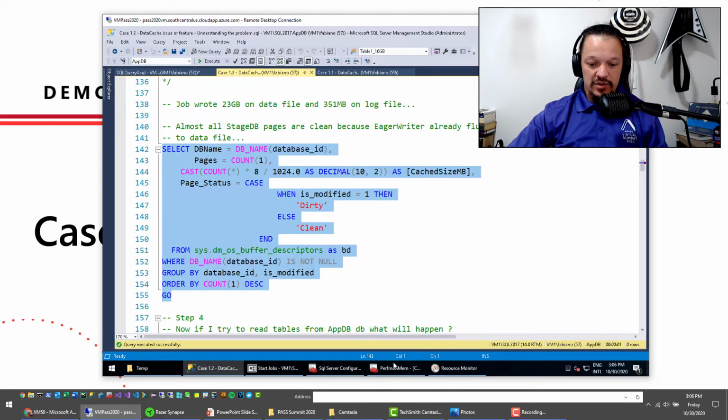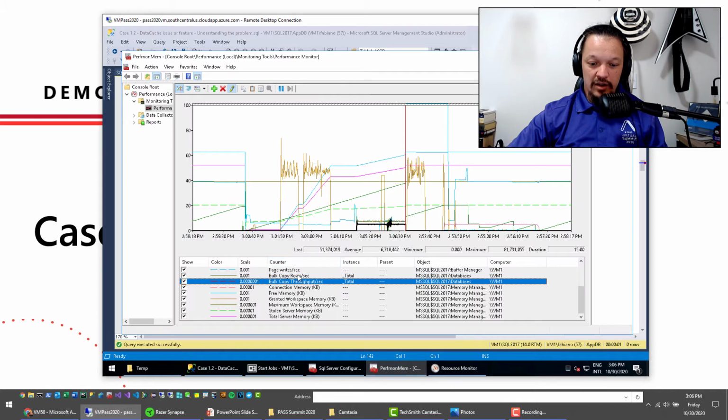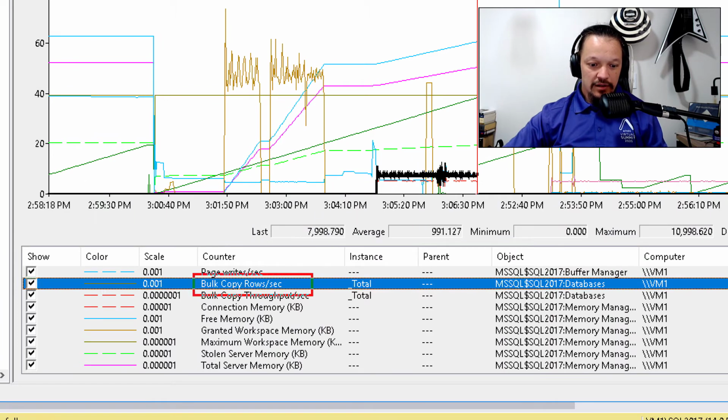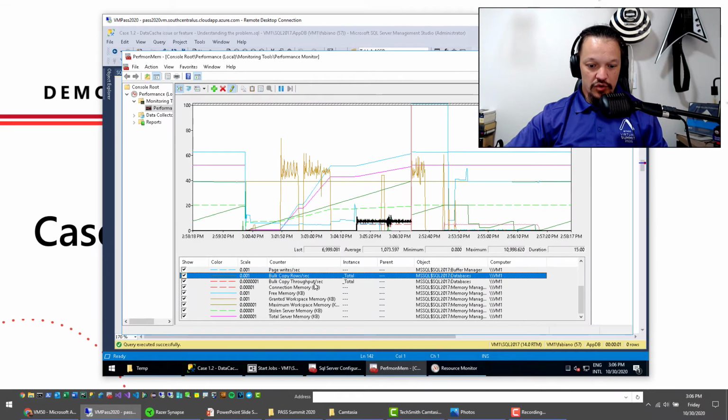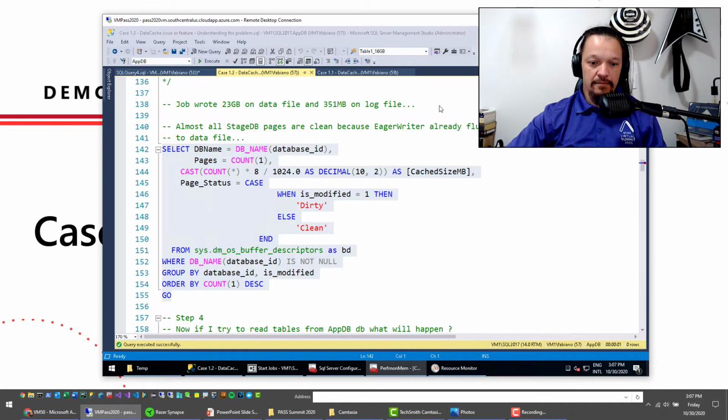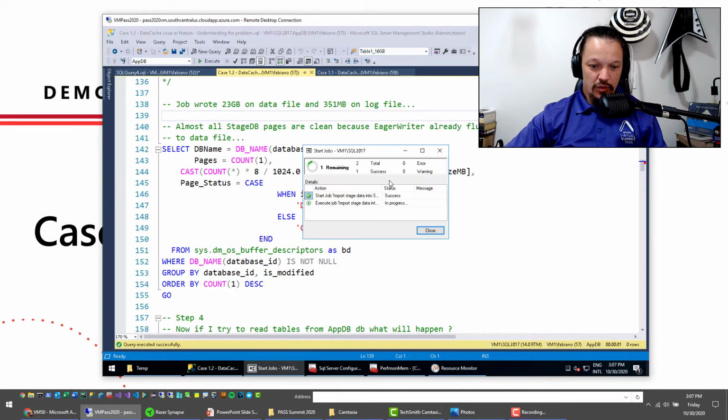Okay, so it's running. I won't wait. Oh, there's one more thing that we can look at here. I have a counter here, the bulk copy rows per second, and I'm copying about 8,000 rows per second, and the throughput is about 51 megabytes per second, which is okay, right? But if I stop it, I won't wait. I will stop it.